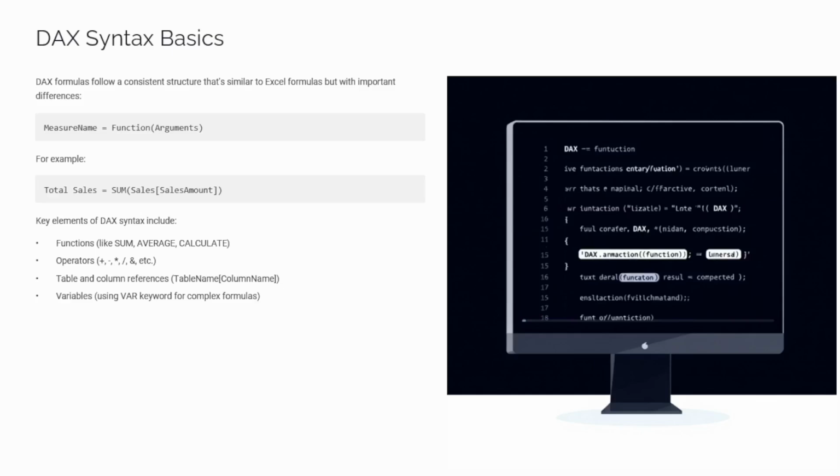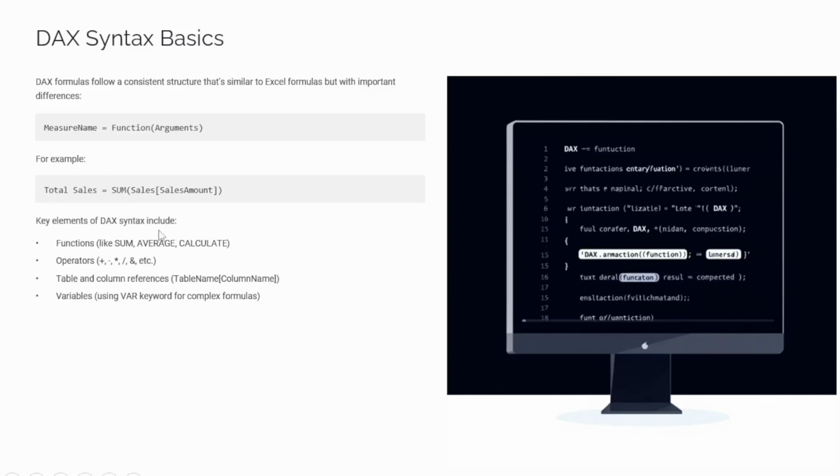Some of the DAX basic syntax are here. If we want to find out maybe total sales, we will write whatever heading we want to give, like Total Sales = SUM(Sales[SalesAmount]). Sales is the name of the table, and then within the brackets the column which we want to add. So what it will do is take all the values of sales amount from the Sales table, add them, and give the result to Total Sales.